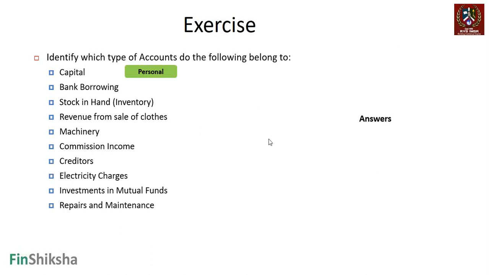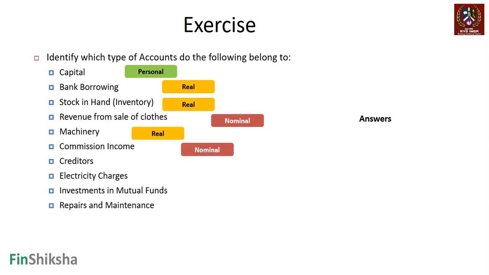Bank borrowing, it's a bank account, right? Now bank borrowing basically comes in and it will increase your assets at some point of time, and it'll increase your liabilities. That's a real account because it's a real transaction that has happened, right? Stock in hand inventory is going to be a real account because you can see it there, right? Revenue is a nominal account, correct? Machinery is a real account. Commission income is again a nominal account, right?